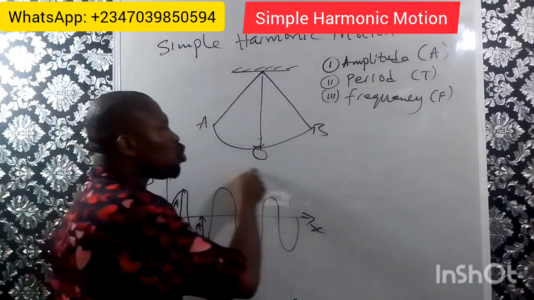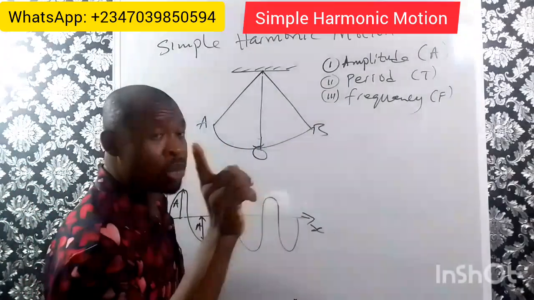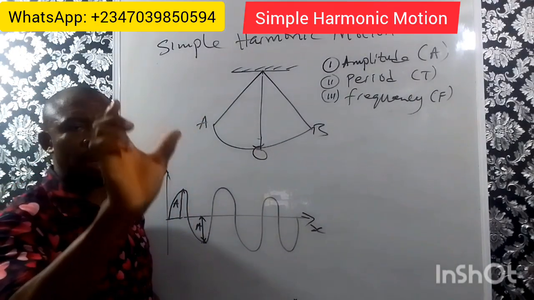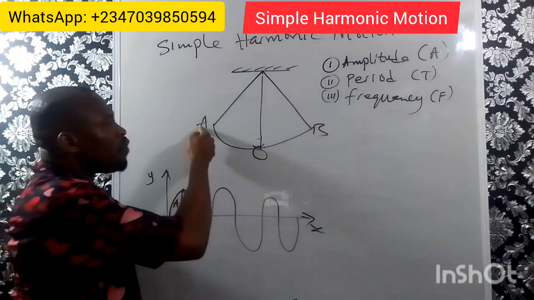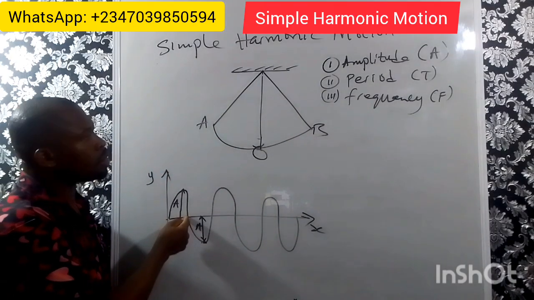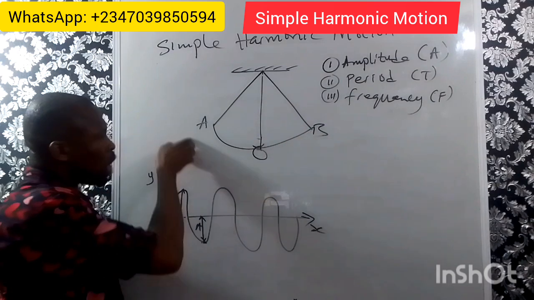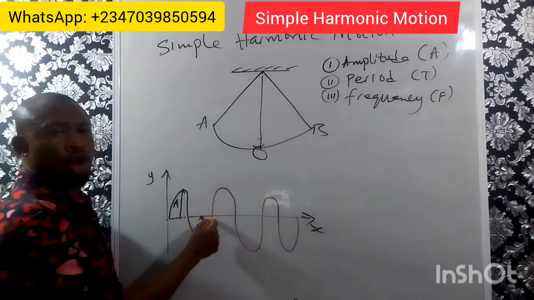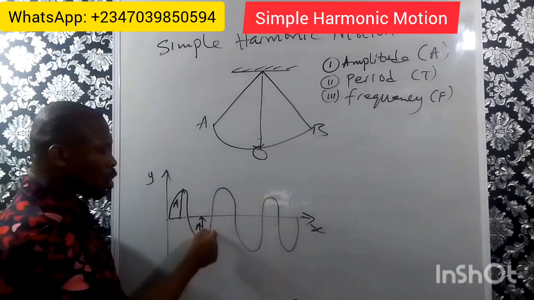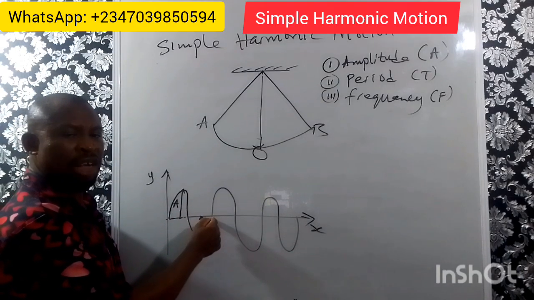So from A to B is just half a cycle. Now if it returns back, it is one complete cycle. In other words, from A to B can be represented with this loop here, while from B to A can be represented with this second loop. So this is the forward movement and then the backward movement, or back to its original shape.